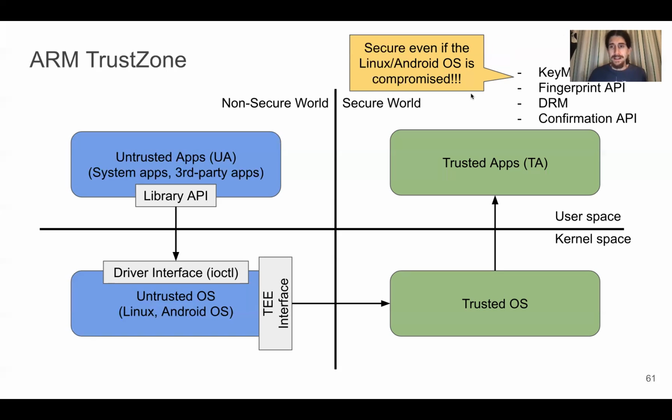The key point is that even if the attacker completely compromises the untrusted apps and untrusted OS, or not compromise, but even if the attacker is the user itself and can push a custom version, this key master, fingerprint, and so forth are secure even if you compromise this. Okay. And the idea is that even if you have a bug here or a bug here, these other parts still resist.